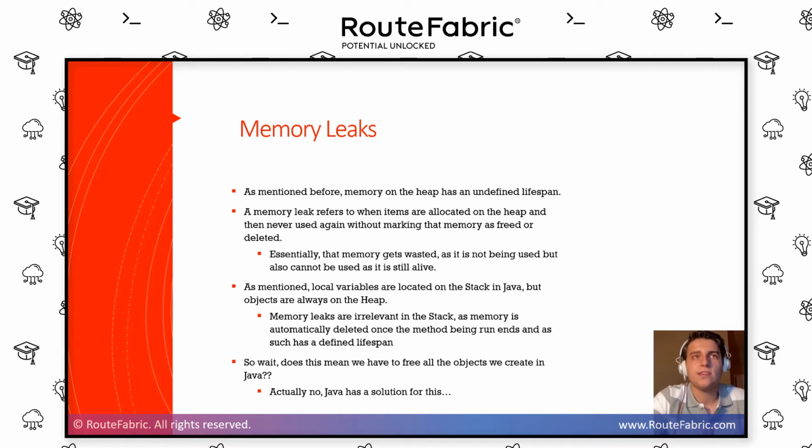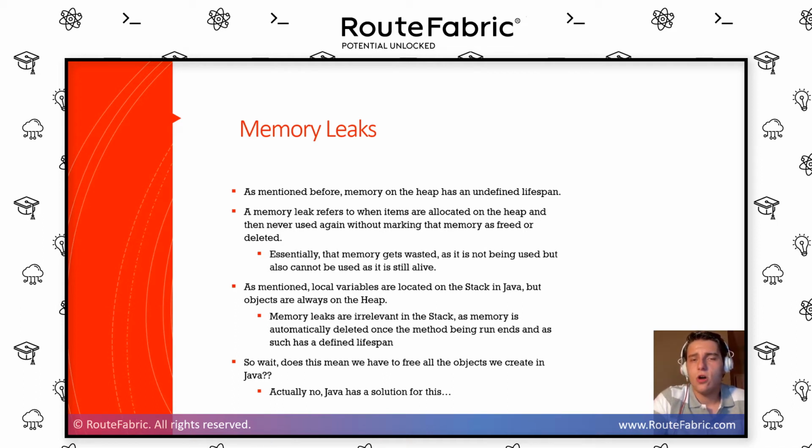So what this is known as is essentially a memory leak. Like I said, memory on the heap has an undefined lifespan. So basically what a memory leak refers to is when items are allocated on the heap and then they're never used again. Generally that happens by the reference getting destroyed, and that memory is not marked as freed or deleted. So that memory essentially gets completely wasted because we can't access it in any way because the reference is gone. We lost the reference, but that memory is still going to be alive and taking up space because its lifespan is still going. As mentioned, local variables are located on the stack, but objects are always on the heap.